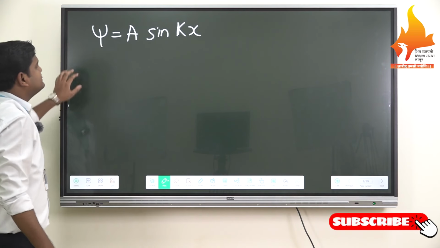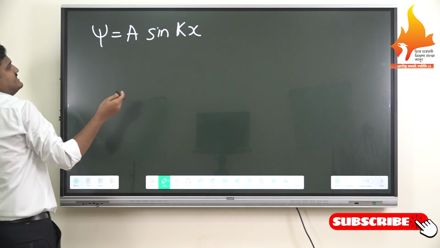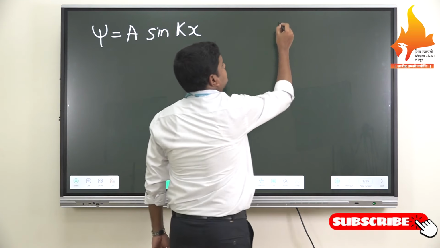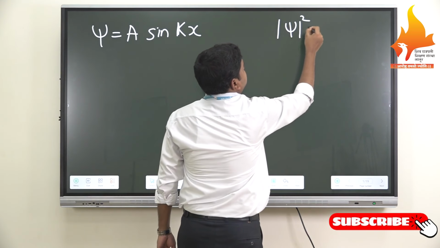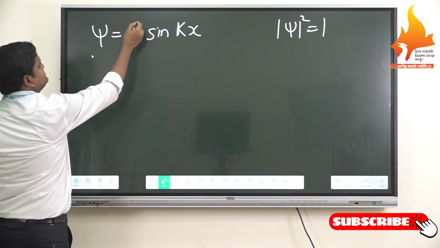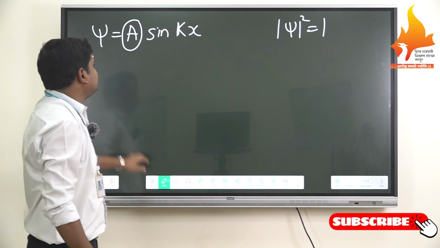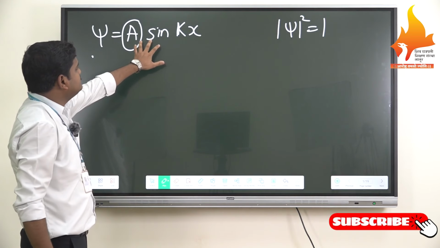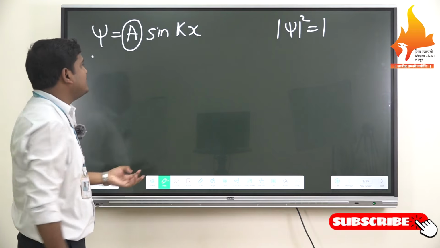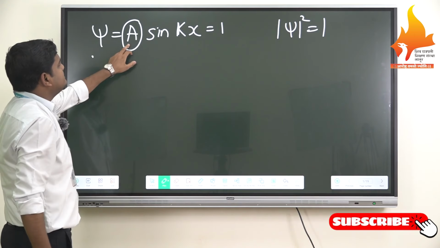Now we have to find the normalized wave function, that is the probability of finding the particle inside the box, that is mod of psi square must be equal to 1. So we have to find the constant a. The constant a is called the normalization constant. If you multiply the constant a into the wave function sine of kx, the value must come out as 1. So we have to find the value of a.